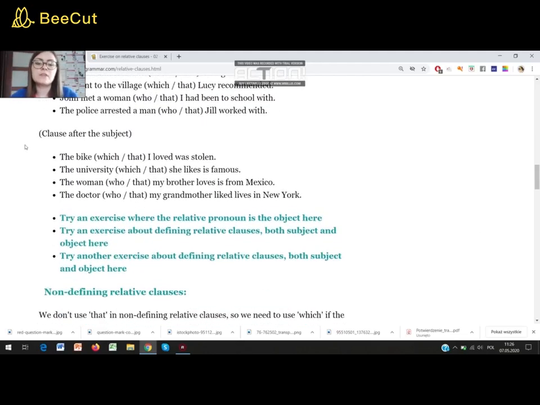And the clause after the subject: the bike which, that, or without anything, the bike I loved was stolen. The university she likes is famous, or the university which or that she likes is famous. The woman who or that my brother loves is from Mexico. The doctor who, or that, or anything again, my grandmother likes lives in New York.